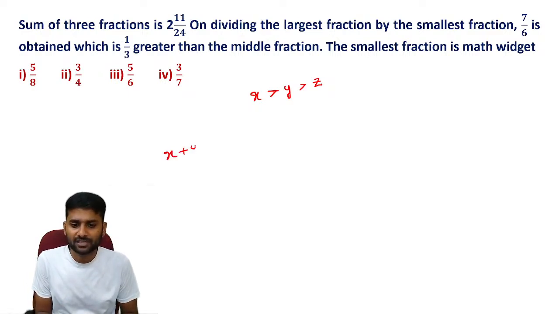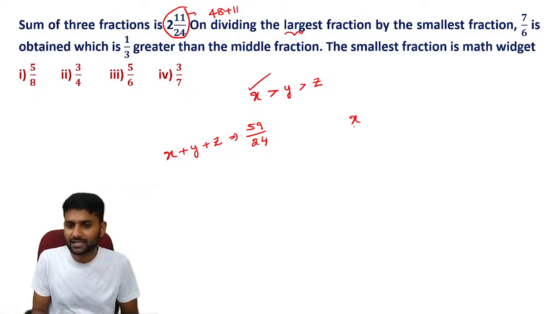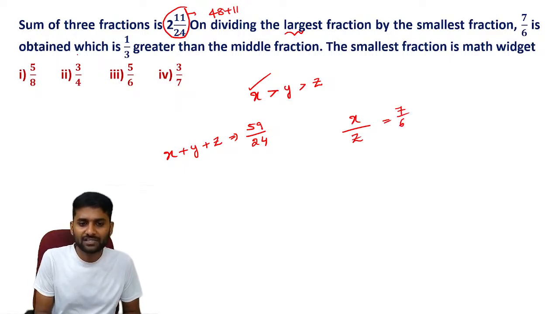X is the highest one and Z is the least one. Here the information says that the sum of all these values is exactly equal to 211 by 24. Further simplification: 24 into 2 is 48, plus 11 is 59, divided by 24. Next data: divide the largest fraction X by the smallest fraction, and it is exactly equal to 7 by 6, guys.